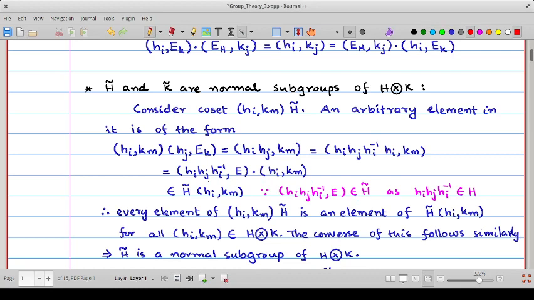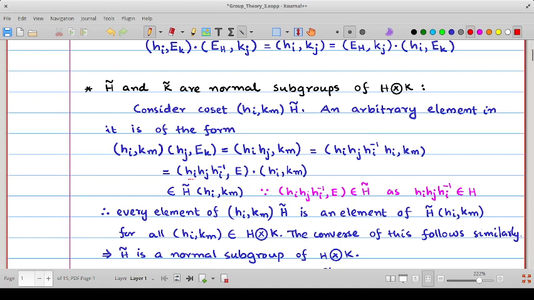This is because if I take this product, we have the first element equal to this times this, which is nothing but Hi Hj Hi inverse Hi. So that is this element. And the second element would be E times Km, but that is equal to Km. So what we have is this element, the typical element of the left coset of H tilde with the element Hi Km of the outer product group can be written as Hi Hj Hi inverse comma E dot Hi comma Km.